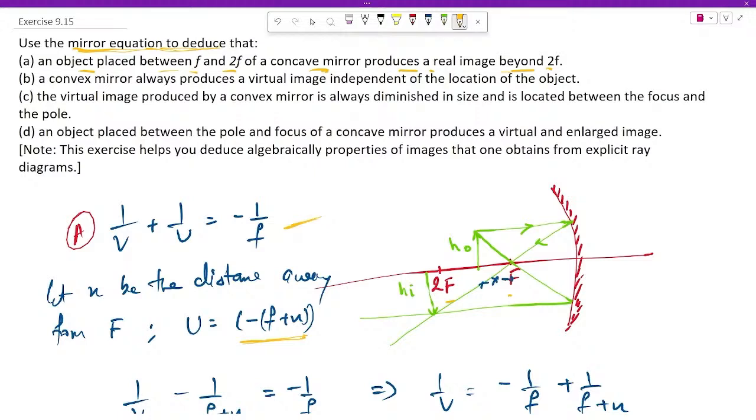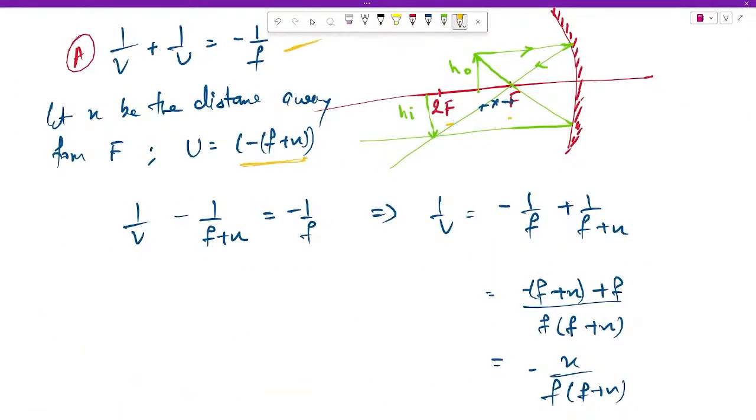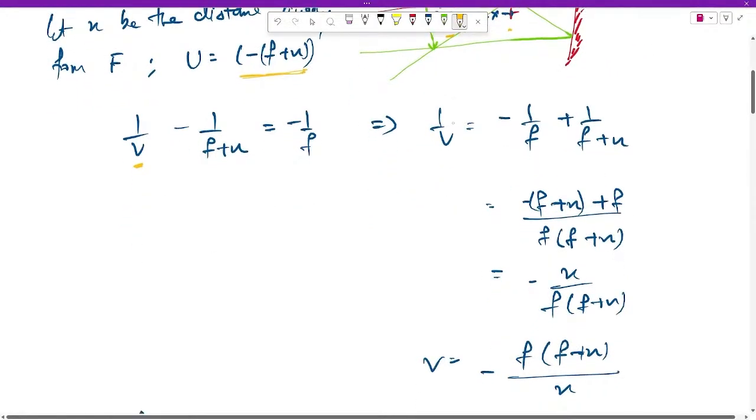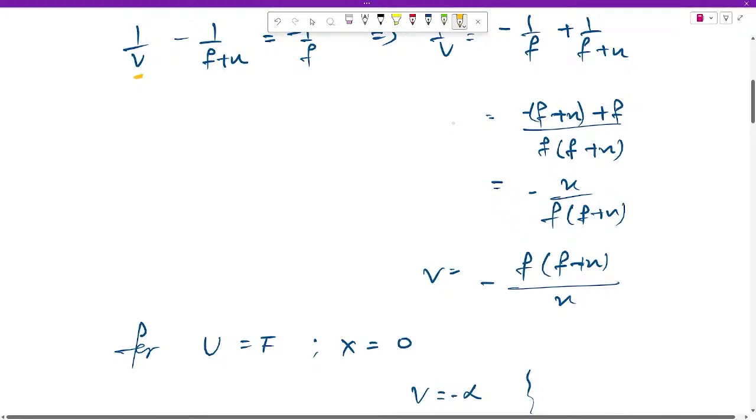So using this value in the mirror equation, we get 1 by v, the image distance, minus 1 by (f plus x) equals minus 1 by f. Here minus is because for the concave mirror, the focal length using sign convention is taken negative. So 1 by v would be equal to minus 1 by f plus 1 by (f plus x). Now simplifying this, we get the value of v as minus of f multiplied by (f plus x) by x.